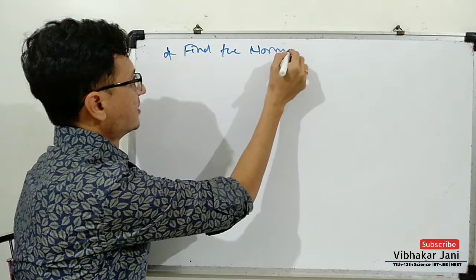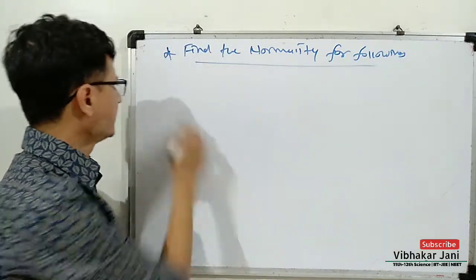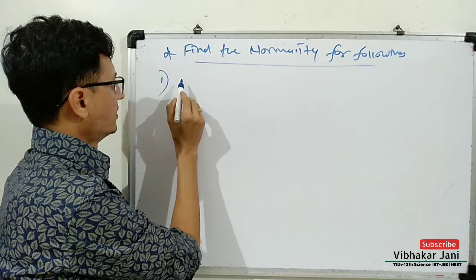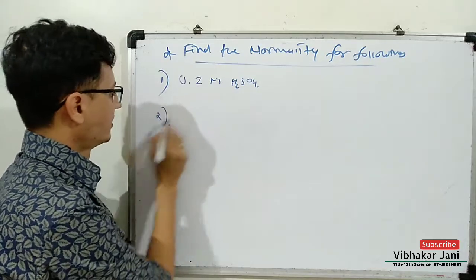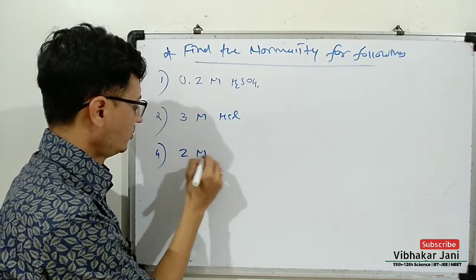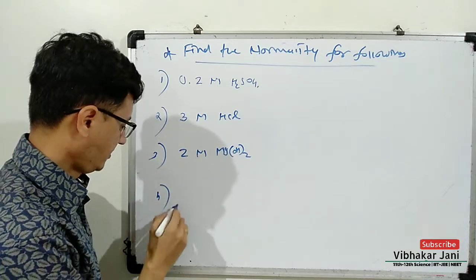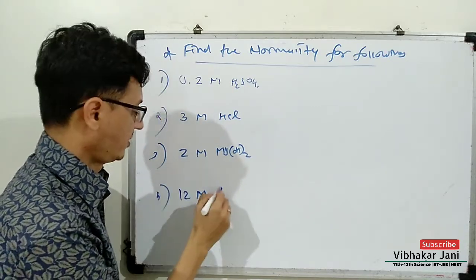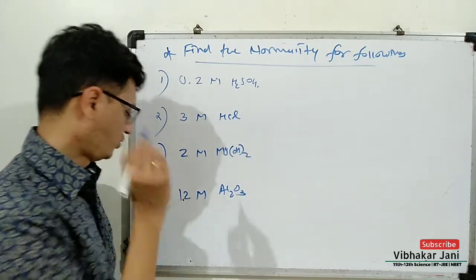Find the normality for the following. If this is the question, here there are some solutions and the molarity of those solutions are given. 0.2 molar H2SO4, 3 molar HCl, 2 molar Mg(OH)2, and 1.2 molar Al2O3.